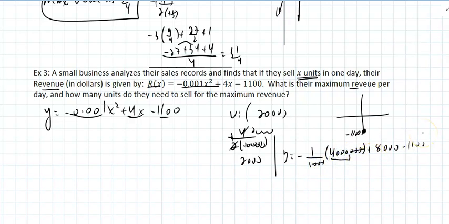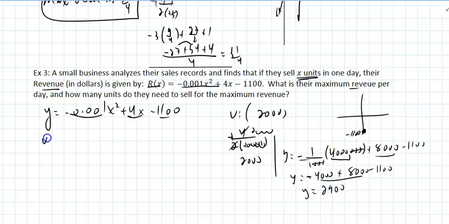4000 negative plus 7000. No, I'm sorry, not 7000. That's not 1000, that's 1100. Let's say plus 8000 minus 1100. So altogether, what are we looking at? We're looking at 4000. 4000 minus 1100 is $2,900.